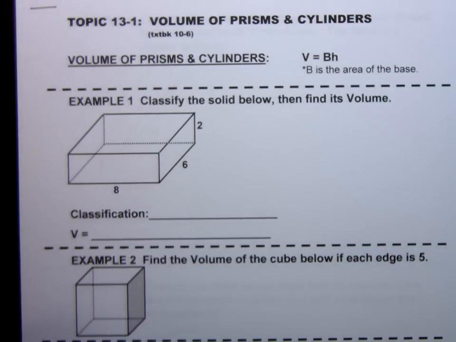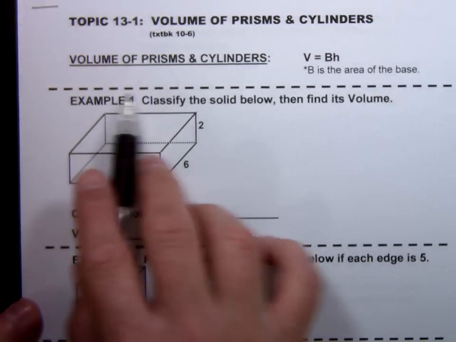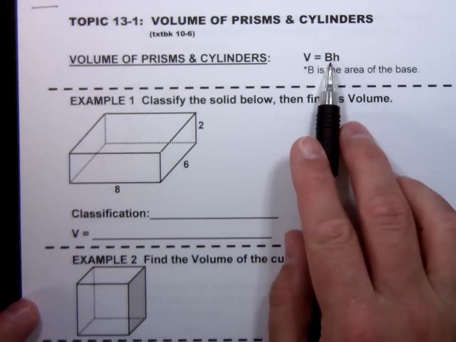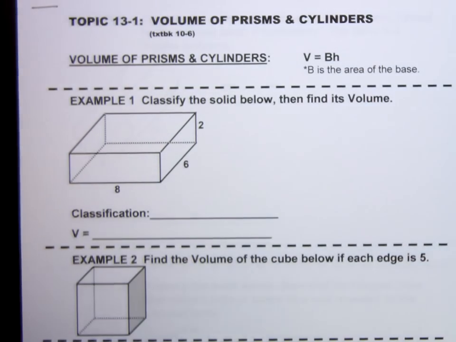Alright, we're going to talk about volume of prisms and cylinders today. For the volume of a prism or cylinder, the formula is just area of the base times the height. So the only thing that really changes is what shape the base is. If you know how to find the area of shapes, we just find the area of that shape and then multiply times the height of the prism or cylinder, and we have the volume.